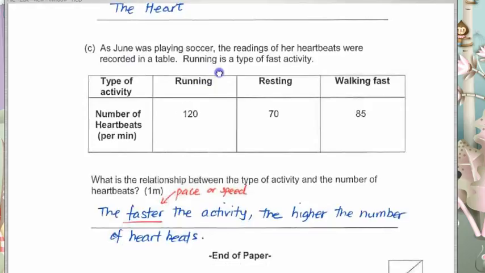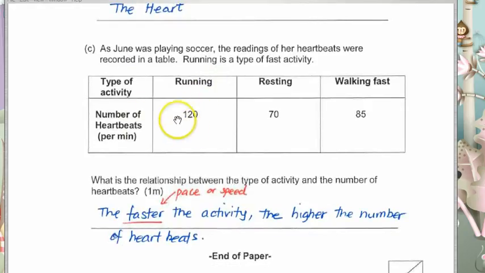Next, over here, take a look. Running, heartbeat 120, resting 70, less so. Walking a little faster, the heartbeat goes faster. Okay, so what is the relationship? Now this running is faster, but this has almost not much activity. So you say the faster the activity or the pace or the speed, for example running, the higher the number of heartbeats. That's the relationship.